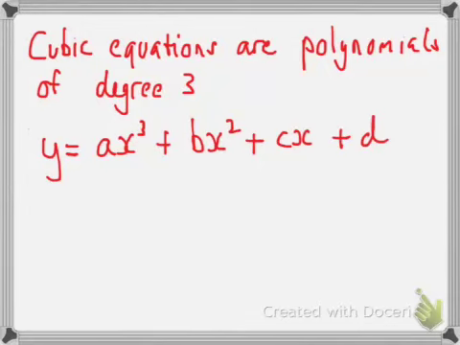Okay, looking at cubic graphs now, and cubic equations. It's exercise 1F in our textbook. So just a bit of background on cubics. They're polynomials of degree 3, so the highest power of x in these equations is x to the power of 3. So the general form there is y equals ax cubed plus bx squared plus cx plus d.